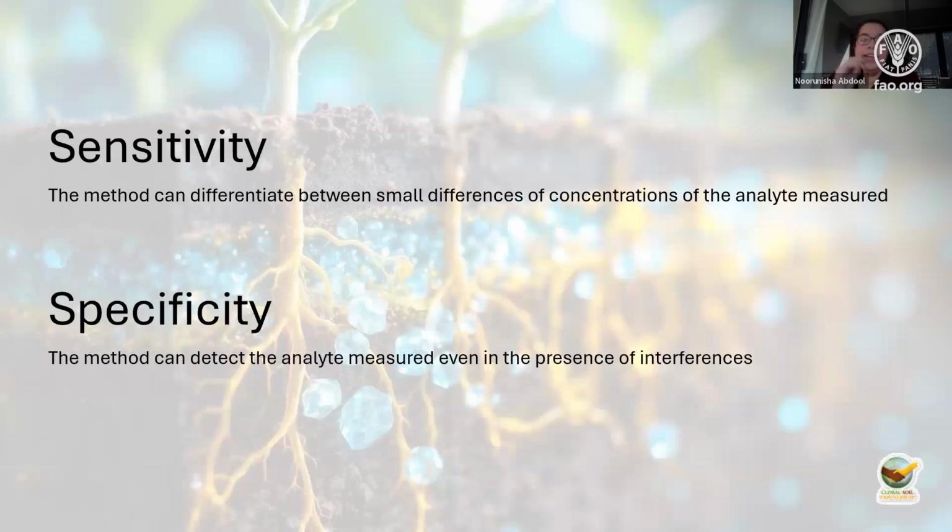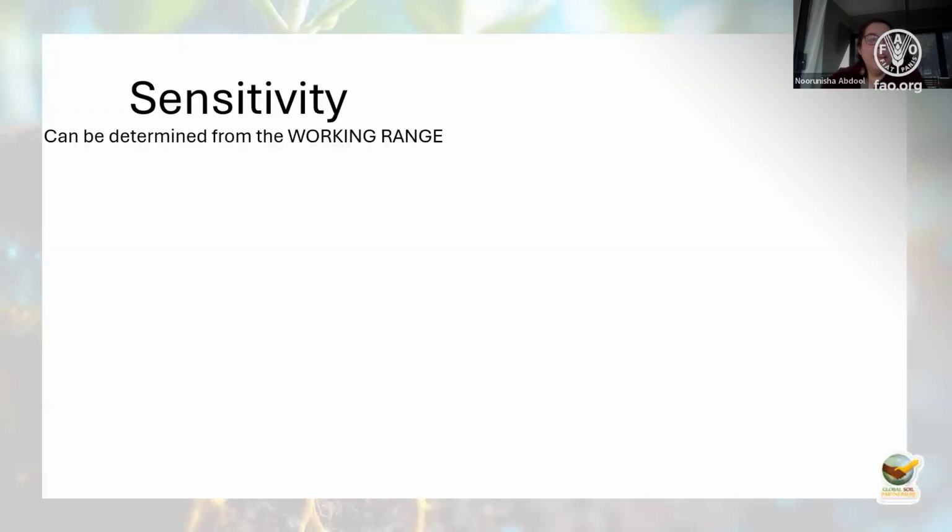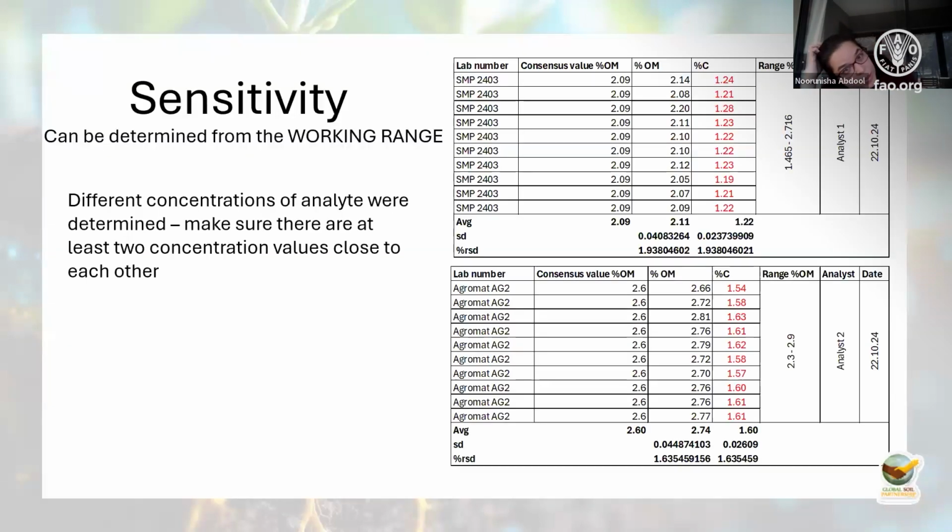So with sensitivity does your method still give you an accurate enough result if we make small changes to the concentration of the analyte? And with specificity, can you still pick up the analyte you're looking for? So if I'm looking for calcium in my soils, can I still find calcium when there's an awful lot of sodium in my soil, on an ICP? So sensitivity can be determined from your working range as well. So there's not always a need to do another set of analysis, but sometimes there is.